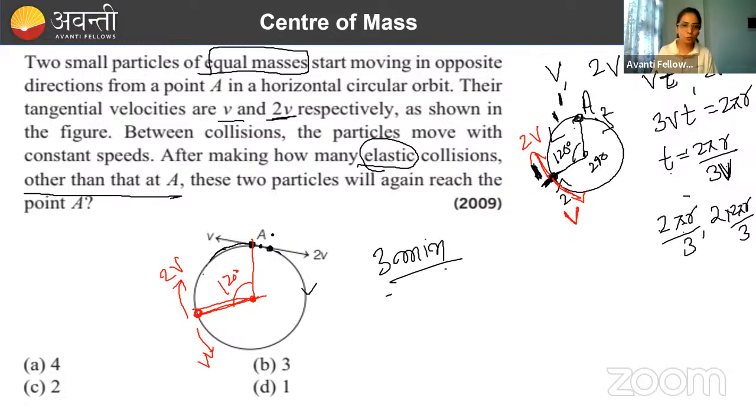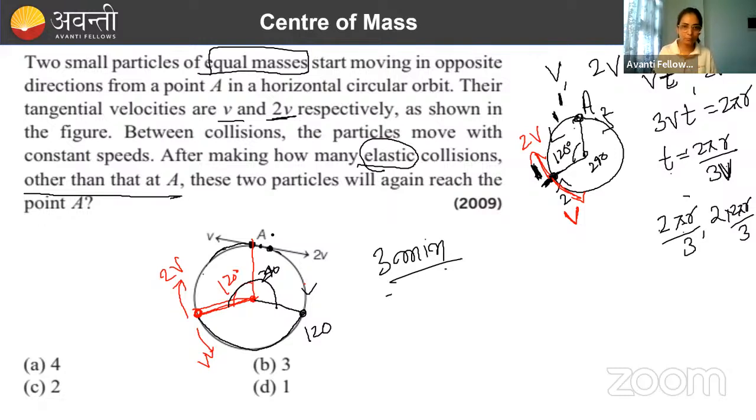240 degrees. So the angle will be 240, since this was 120. Yes, that will be 240. Now how much angle is the first particle going to cover? 240 degrees. Suppose it has covered 240 degrees and reached here. And in that time, how much angle will the other particle cover? 120. Then that will happen.